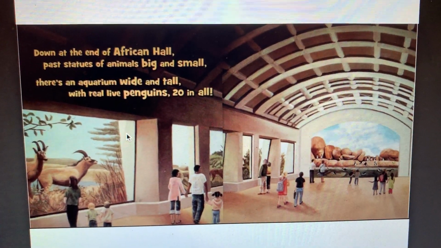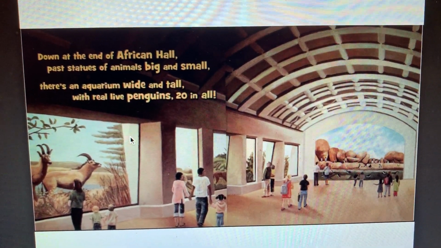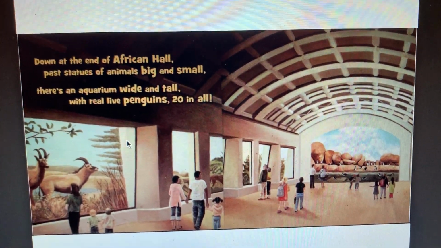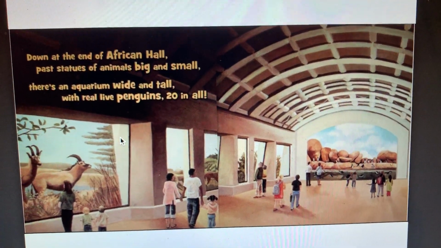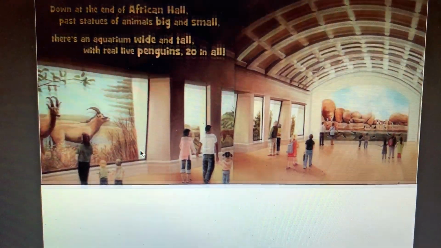I noticed something about those words. What do you notice about those words so far? Yeah, they're rhyming words because they sound the same at the end. We have big and small, tall and all.